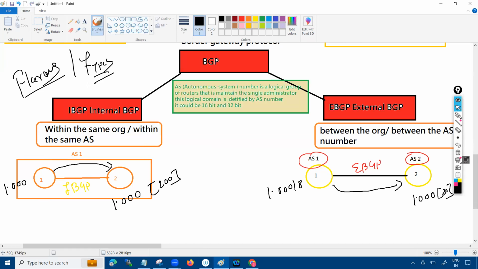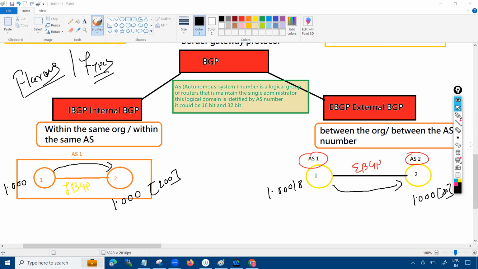If you remember, just 10 minutes back I told you that BGP doesn't only run between companies or between service providers over the internet. You can run BGP inside the service provider as well, and inside the company as well. Which flavor are you going to run inside the company and inside the service provider? Of course, this one.